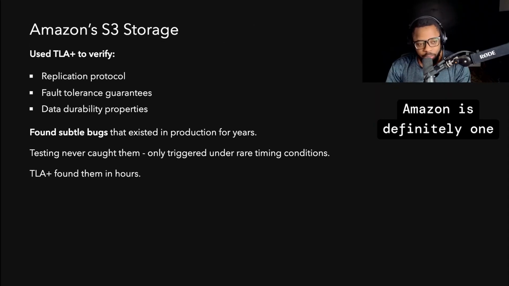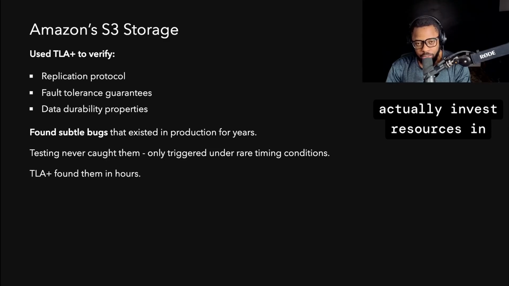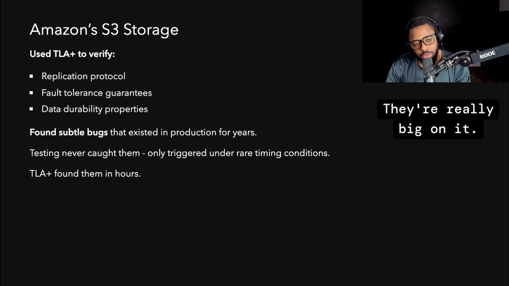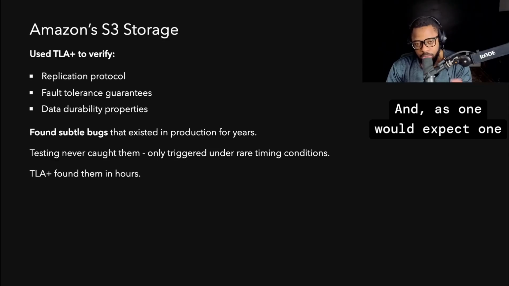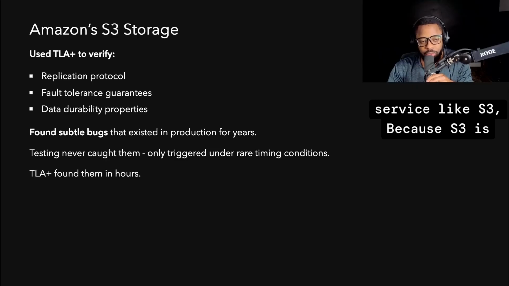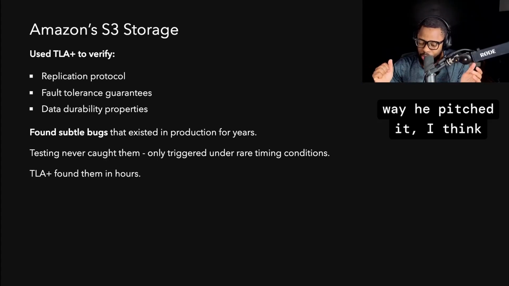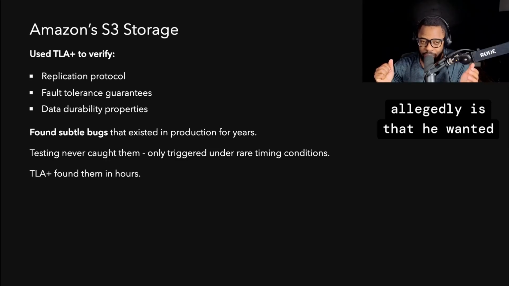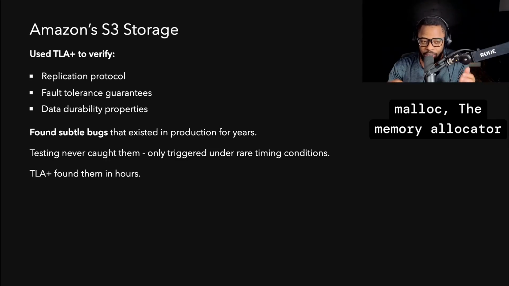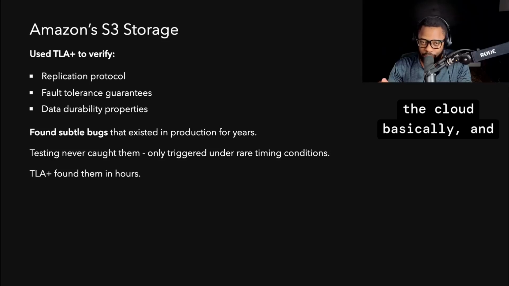Real world impact. Amazon is definitely one of the big corporations out there that actually invests resources in formal methods. They're really big on it. As one would expect, one place where it's very beneficial is applying formal methods to a service like S3. Because the way Jeff Bezos allegedly pitched it, he wanted malloc, the memory allocator in C. He wanted malloc, but for the cloud, basically.